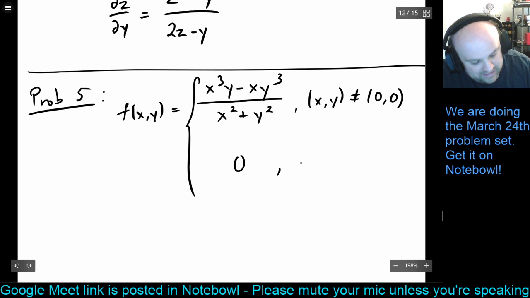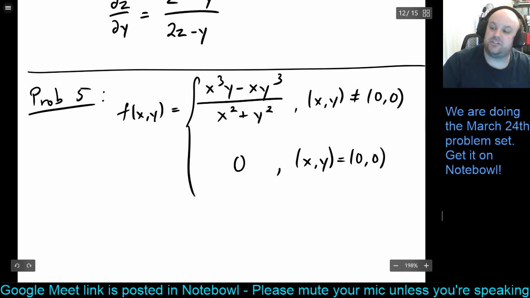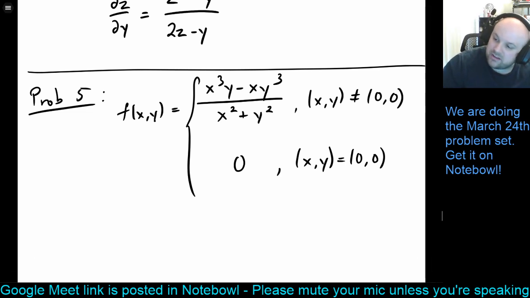If we're at the origin, then the value of the function is just 0. So we'd have to define this function separately at the origin because we can't plug in 0, 0 here. But that's fine. So let's go ahead and look at part 1 of this, which is saying, graph this function. All right, so let's look at it.